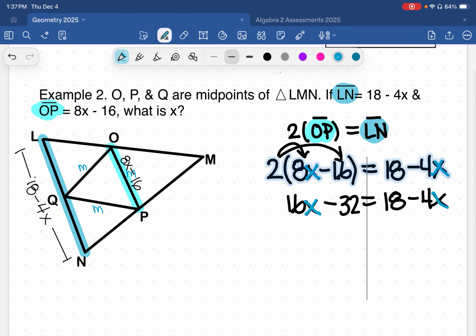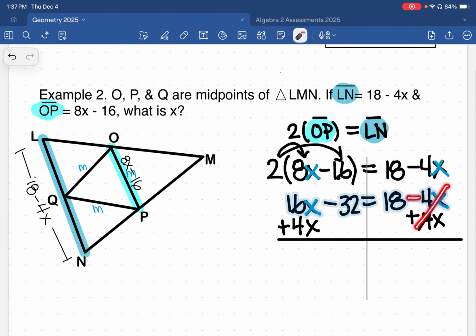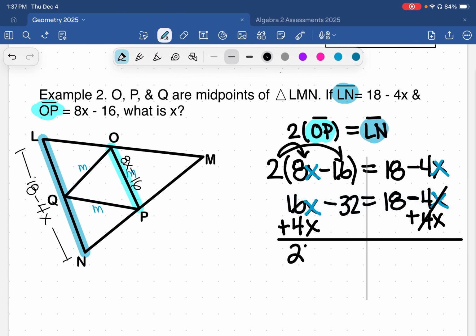Since we have an x on both sides, we're going to move one to the other side. I'm adding it because there's a minus already, and I want to do the opposite to get it to cancel. I cannot cancel if I do the same sign. That just doesn't work. I'm wanting 0x because I can erase this and it doesn't have to be there. That would give me 20x minus 32 equals 18.